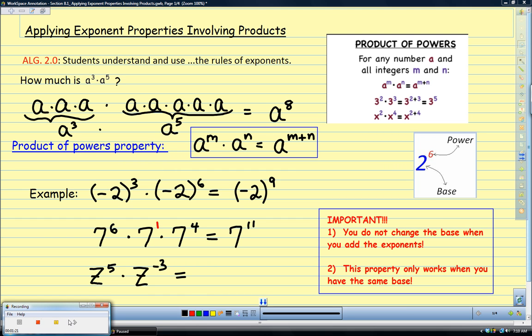Our base is going to be 7, but notice the 7, now I put a 1 here for the one that didn't have an exponent. Add them together, you get 11, 7 to the 11th.